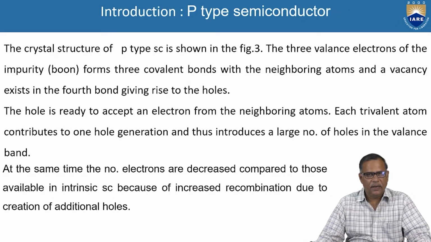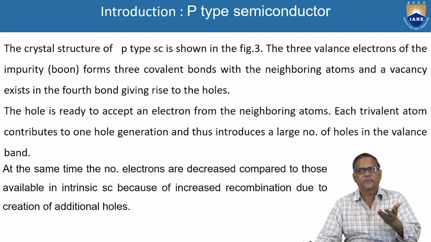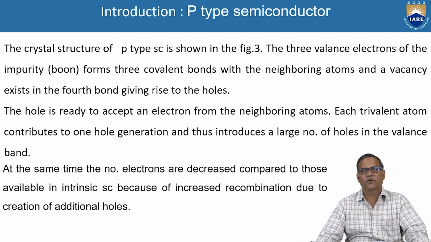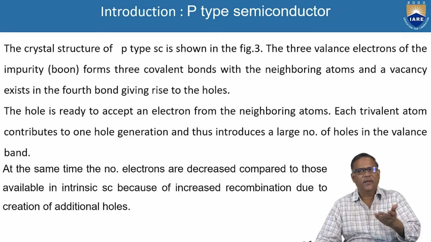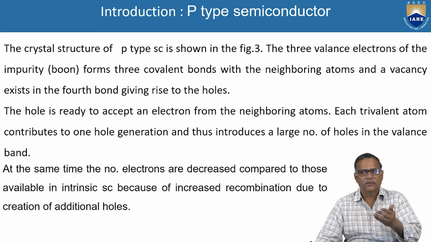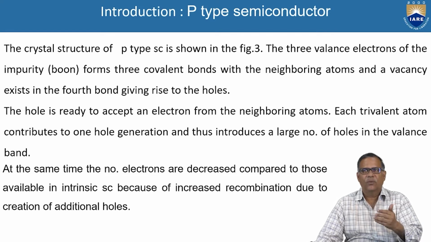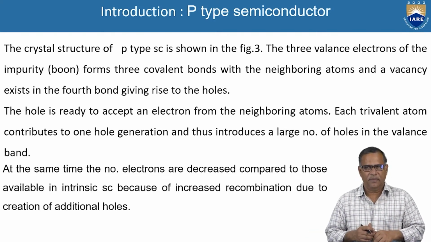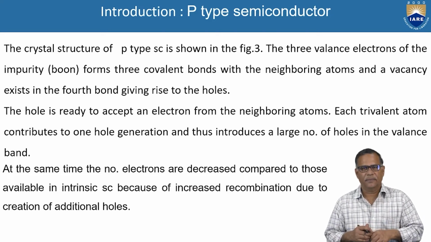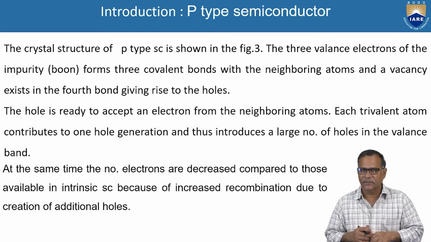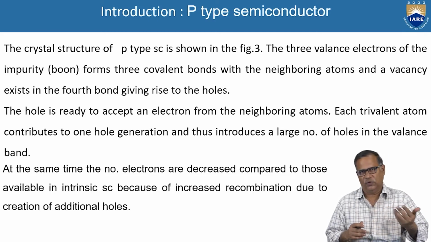Whenever you add trivalent atoms, the 3 valence electrons form covalent bonds with the neighboring atoms, and a vacancy exists in the 4th bond. That produces holes. The hole is ready to accept electrons from the neighboring atoms. Each trivalent atom contributes one hole, and thus it introduces more number of holes in the valence band. The number of electrons is decreased compared to those available in intrinsic semiconductor material because of increased recombination due to the creation of extra holes.